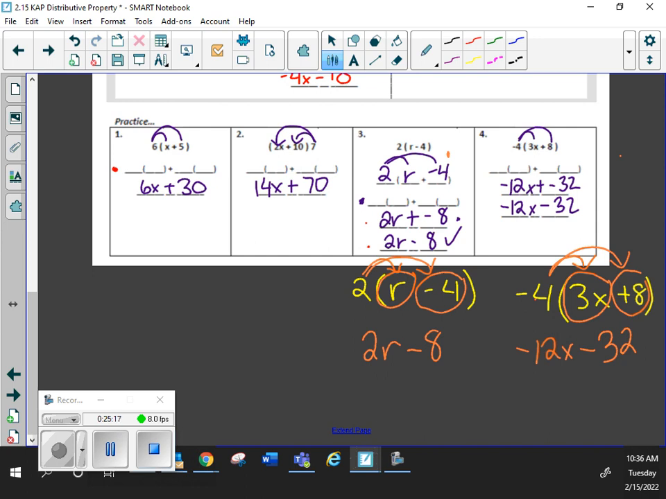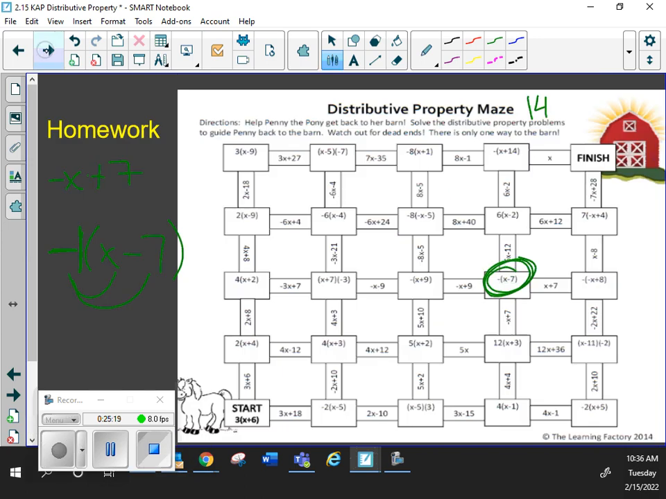I don't know why we're backing up. I still have to tell you about homework. For homework, it is a maze. We start at the start and we finish at the finish.